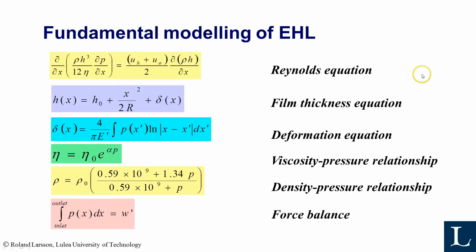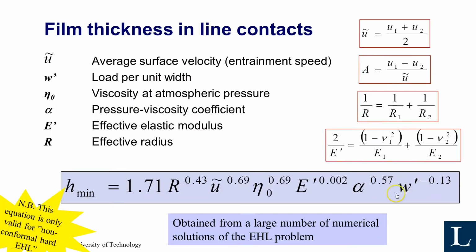People solved this equation numerically, and they came up with a really nice kind of summary of the result. So they made a large number of numerical solutions of this EHL problem, and they came up with an approximate equation showing how the different parameters influence the film thickness in the EHL contacts. So in this case, the line contact, it is shown that only 6 parameters are involved. It's the average surface velocity. We all normally call that also the entrainment speed. So it's just the average of the two speeds.